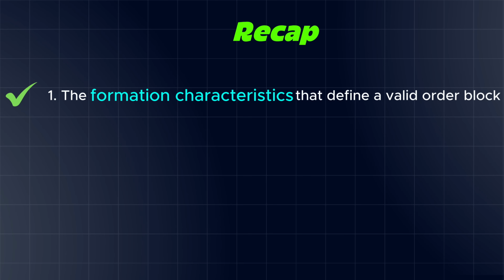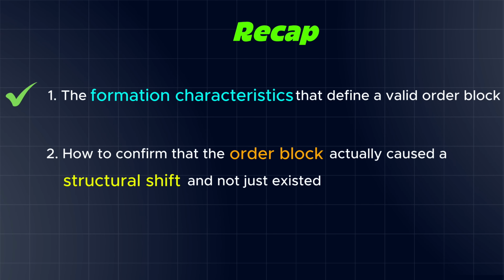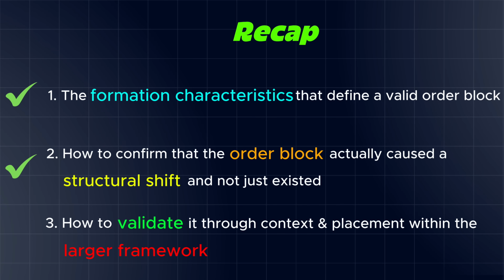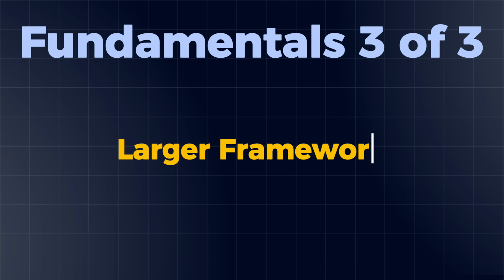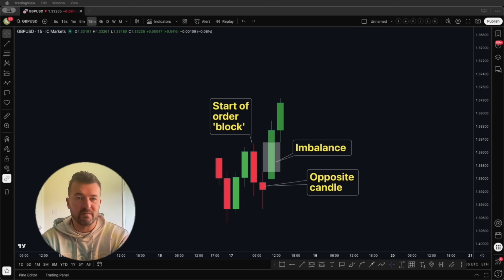So to recap, we have now identified order blocks from formation characteristics. We've been able to confirm strong order blocks by using structural shifts and making sense from a structural perspective. But now we need to validate the order blocks using the larger framework. And now for the final part, validating the order blocks using the context of the wider timeframes.